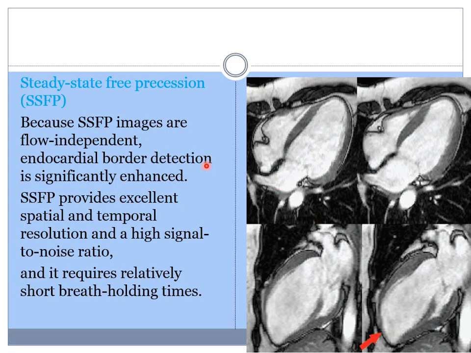Steady state free precession is a type of gradient echo that is flow independent. So cardiac border detection is significantly enhanced, producing excellent spatial and temporal resolution, high signal to noise ratio, and relatively short breath holding time. This is a 4-chamber view. We have an abnormality here. This is during diastole. This is during systole. As we mentioned, the wall will be thicker during systole, while here in the anterior wall it's the same. That means this area is abnormal.